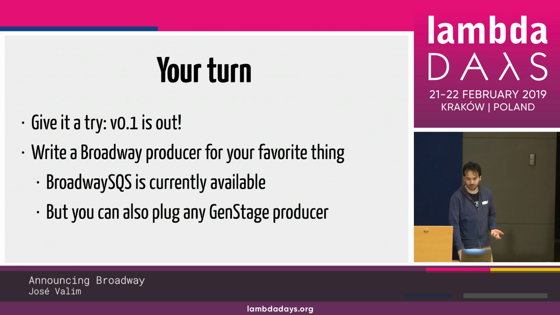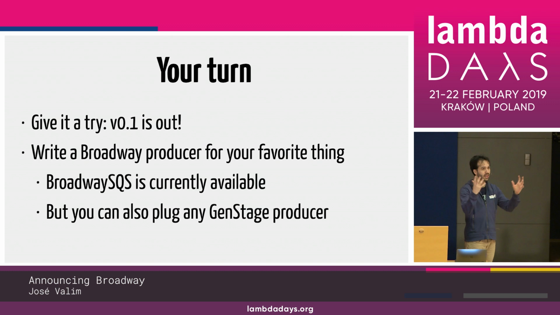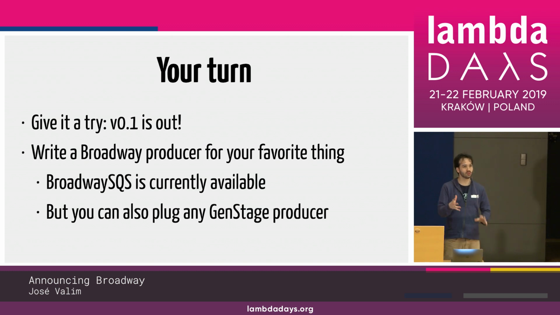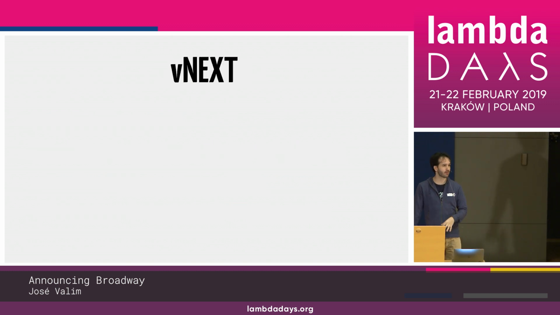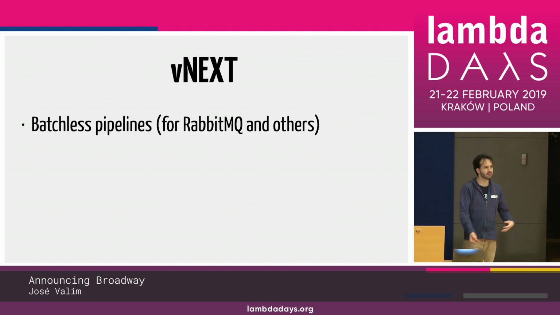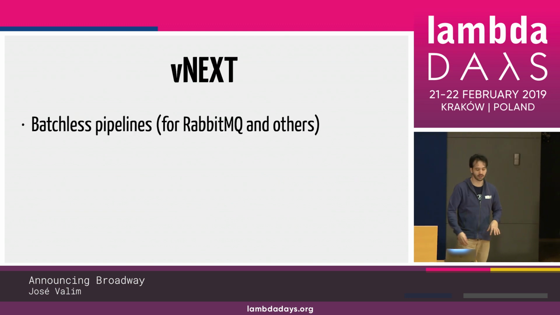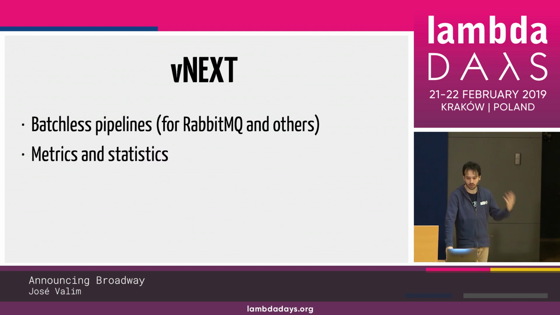So what are the next steps for us? We want to allow batchless pipelines. Today you have to do batching, but some tools may not require that. For example, it's not required by RabbitMQ. It's not required by Amazon SQS as well, but unless you want to throw money at Amazon, you're usually doing batching. We also want to provide built-in metrics and statistics, so you have great data coming out of the system without having to do extra work. We want to do automatic backups and a couple other things.